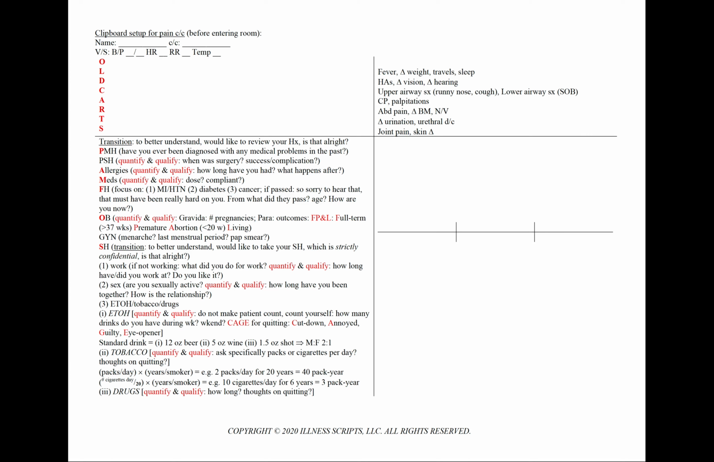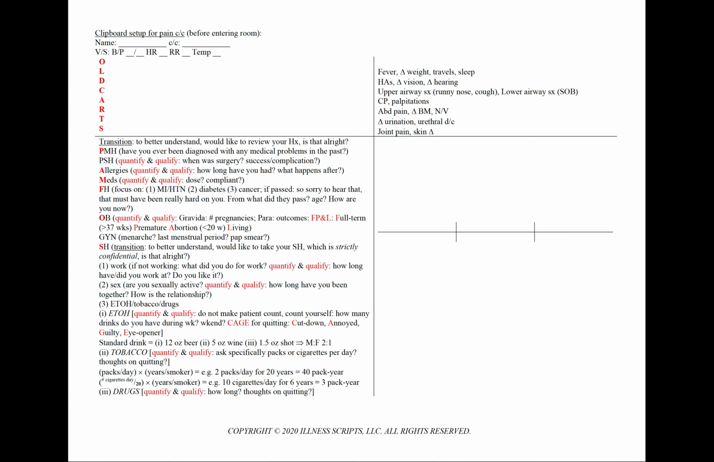And finally, the social history, and we're going to begin another transition statement. To better understand, I would like to take your social history, which is strictly confidential. It's very important to help reassure them that this is strictly confidential information, and ask them their permission. Is that all right? We're going to divide it into work, sex, and alcohol and drugs, and we'll start with work to build up to the more intimate parts of their social history.